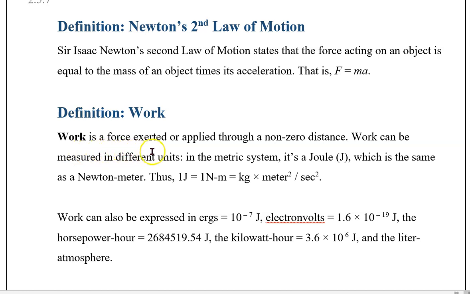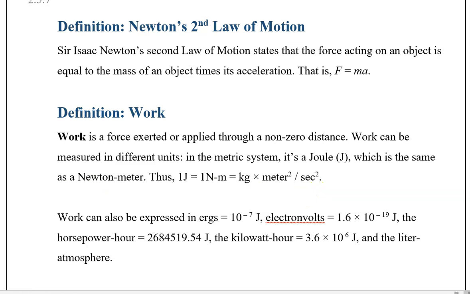Work, on the other hand, is the force exerted or applied through a non-zero distance. Work can be measured in many different units. In the metric system, it's a joule, which is the same as a Newton meter. Thus, 1 joule, which is 1 Newton meter, is 1 kilogram meter squared per second squared.